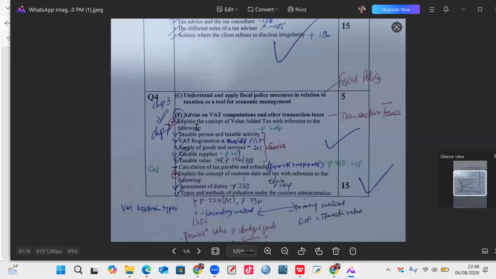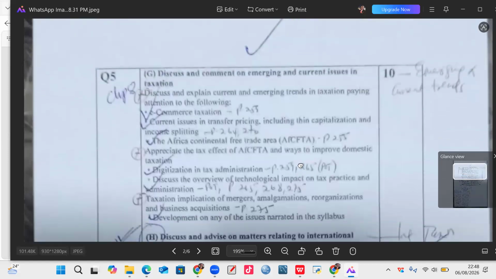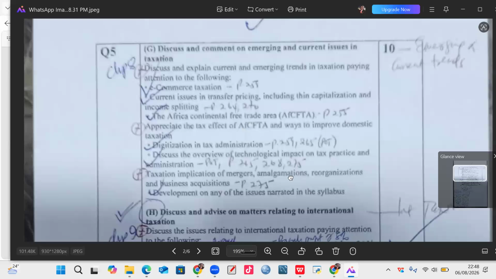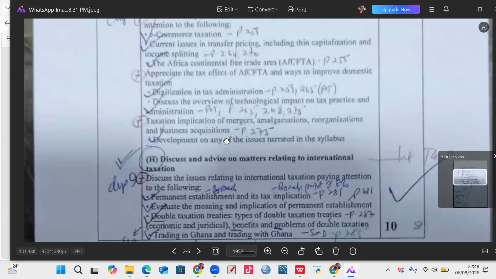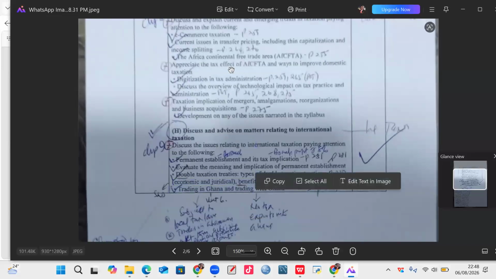So chapter 4, that is the end. But let's go to chapter 5, the last question. Question 5. Emerging and current trends. All those ones, they are theories. All these question 5, they are theories. We can do it. Then the last one, H, is also theory. So question 5, they are all theories.